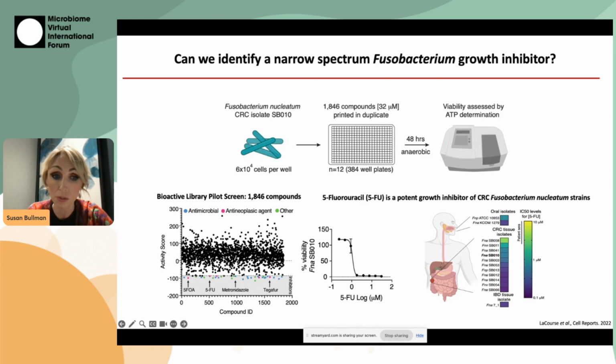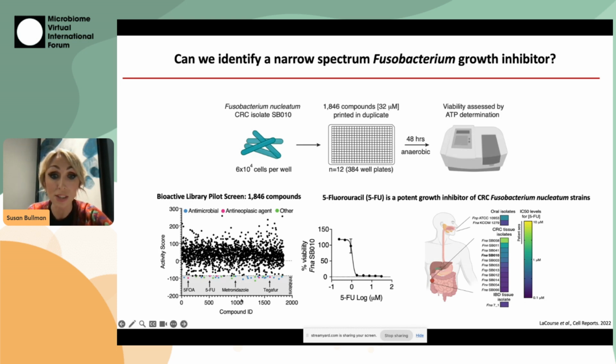control metronidazole inhibiting Fusobacterium growth, the routine chemotherapeutic that's used to treat patients with colorectal cancer, 5-fluorouracil, along with its prodrugs Tegafur and a range of other prodrugs, were potent inhibitors of this bacterium's growth. So this microbe, which has been reproducibly shown to be enriched in human colon cancers, is inhibited by the routine chemotherapeutic drug that's used to treat patients with colorectal cancer. This was interesting because it raised the possibility that patients are responding to this chemotherapeutic in part due to its antimicrobial activity against Fusobacterium nucleatum.